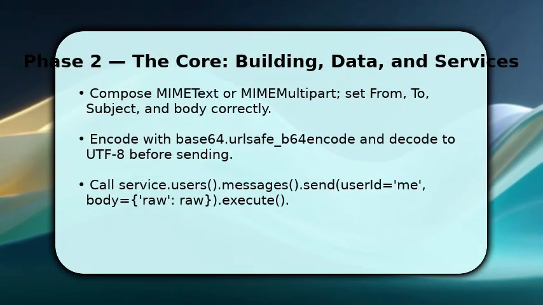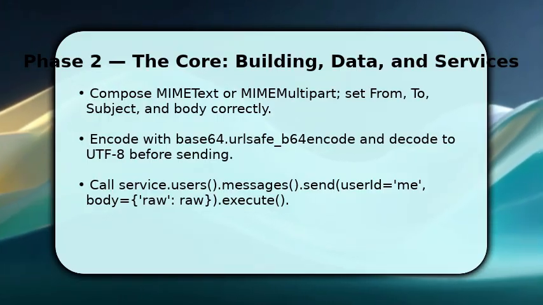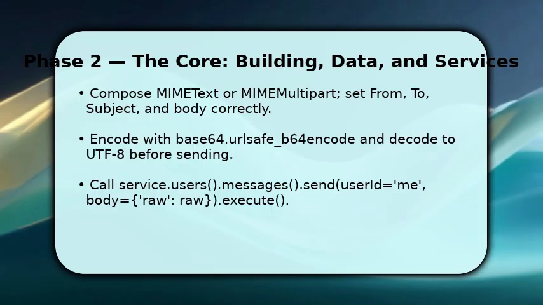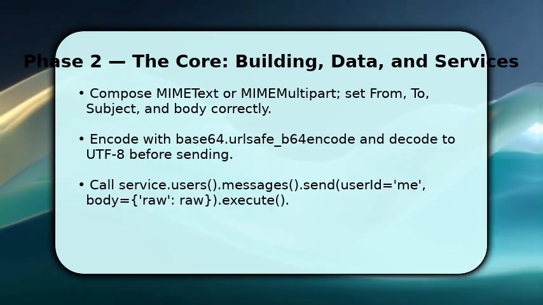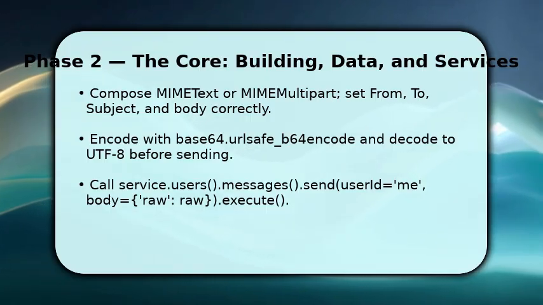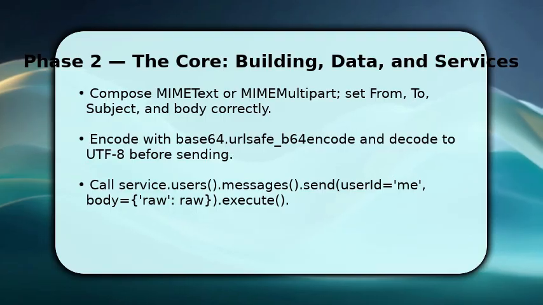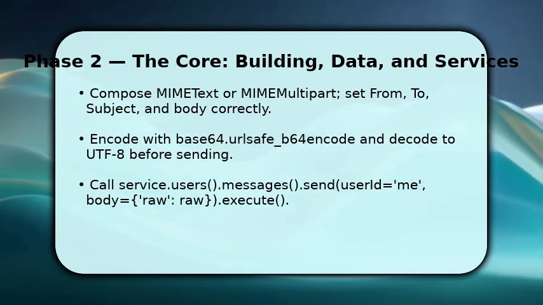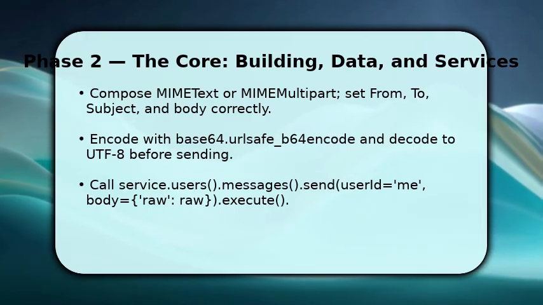Now you construct the email. Use email.mime.text, MIMEText or MIMEMultipart to set from, to, subject and the body. Include attachments only after adding proper MIME parts. Once composed, convert to bytes and apply base64.urlsafe_b64encode, then decode to a UTF-8 string for the raw field.